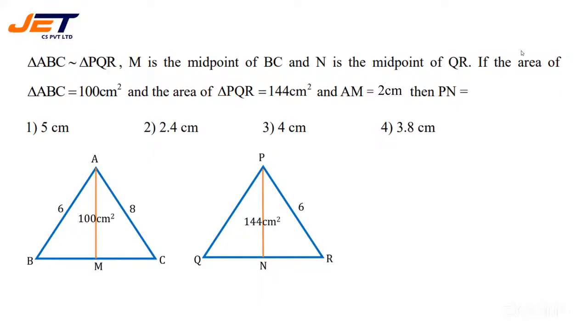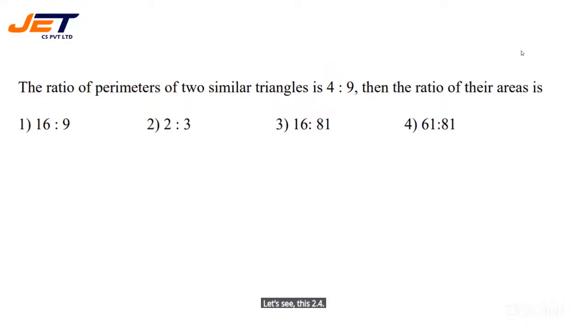Your time is running. You can quickly think over it and then give the answers. Let's see, it is 2.4. All right, see the next question. The ratio of perimeters of two similar triangles is 4:9. Then the ratio of their areas is dash.